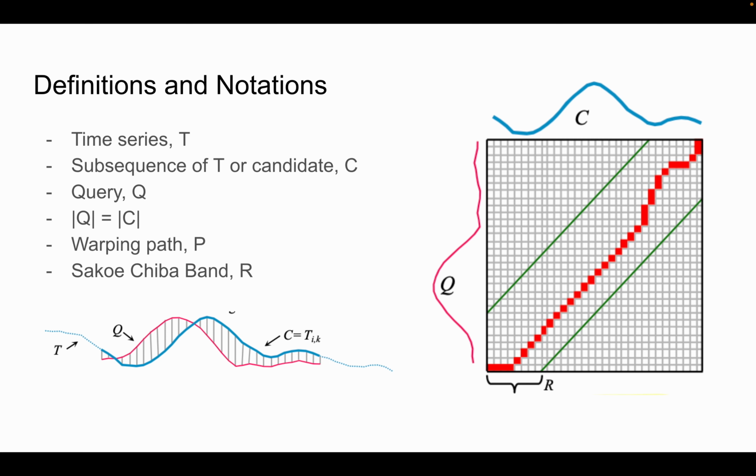To compare C to Q, a matrix, like the one on the right, is constructed and a contiguous set of matrix elements is used. This set of matrix elements is called a warping path P and is shown in red. The warping path starts and ends in opposite corners of the matrix and is constrained by the Sakoe-Chiba band. This band cannot deviate more than R cells from the diagonal.